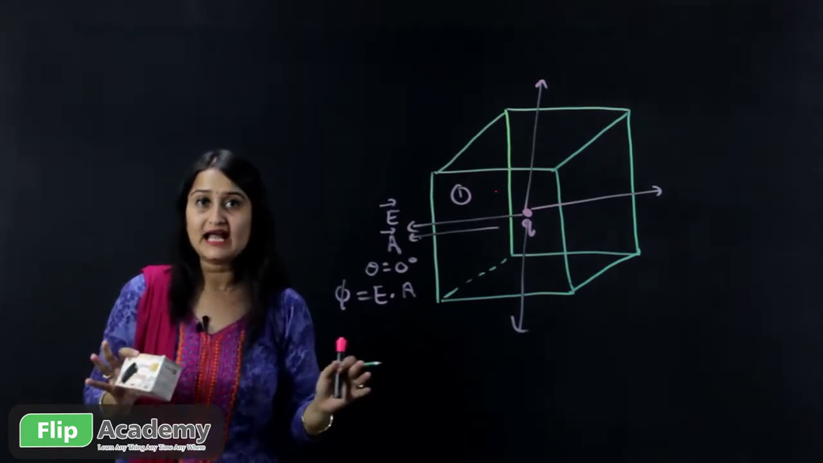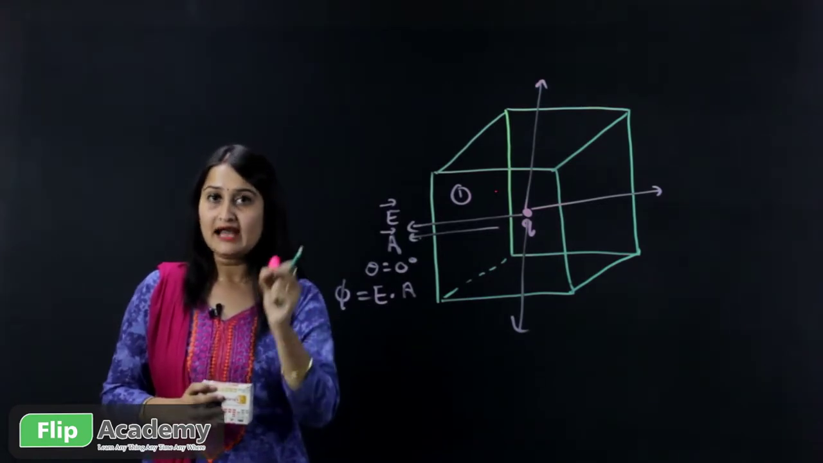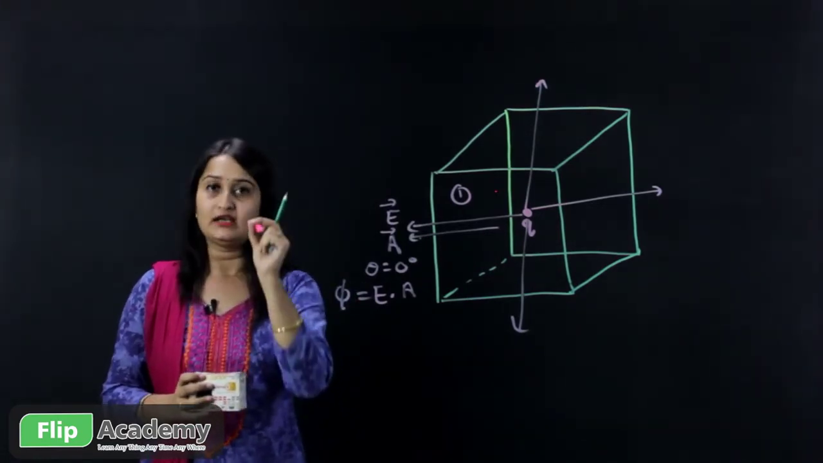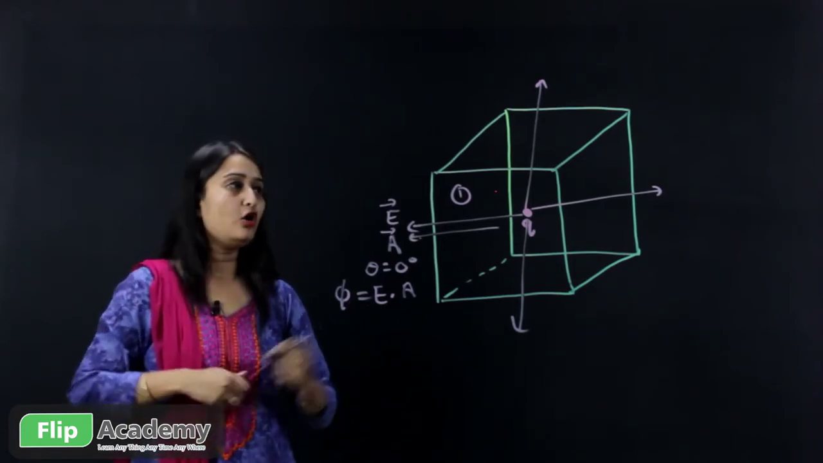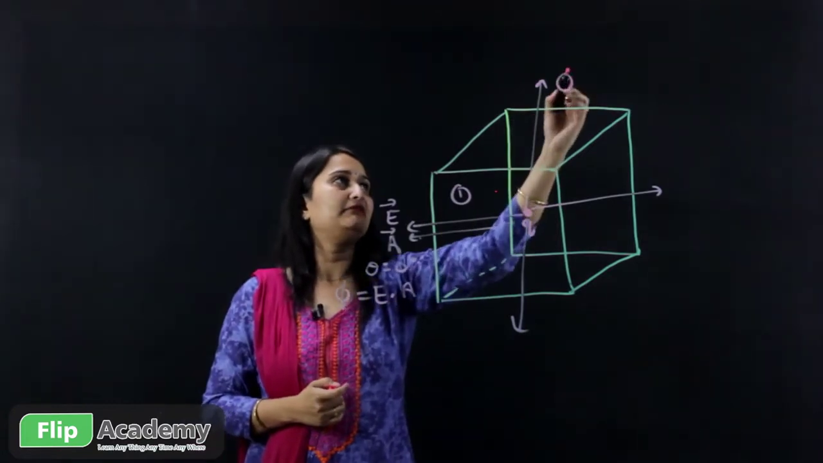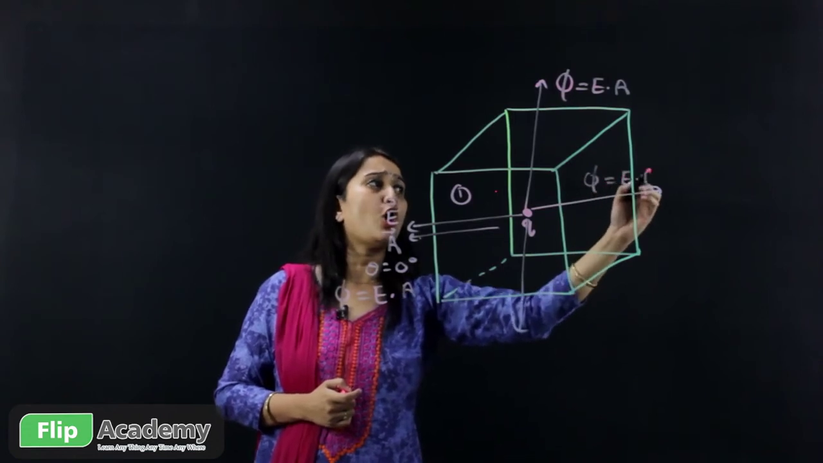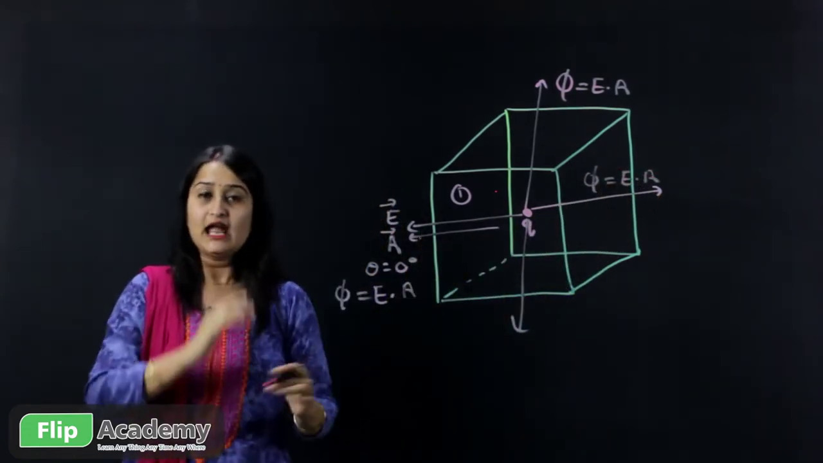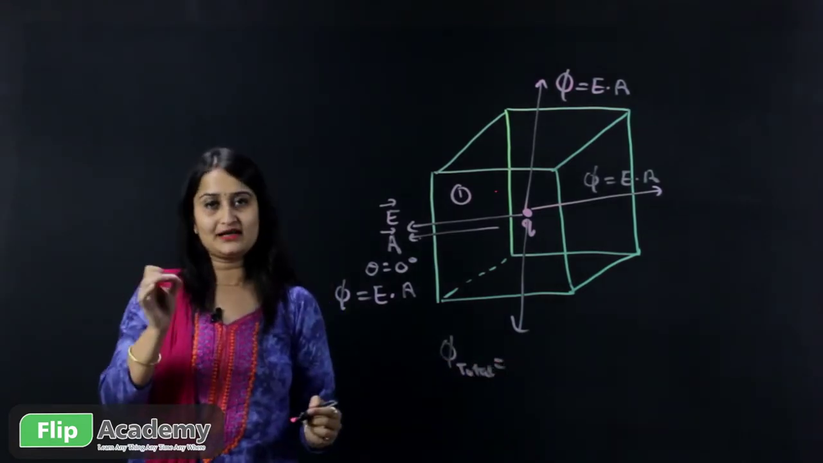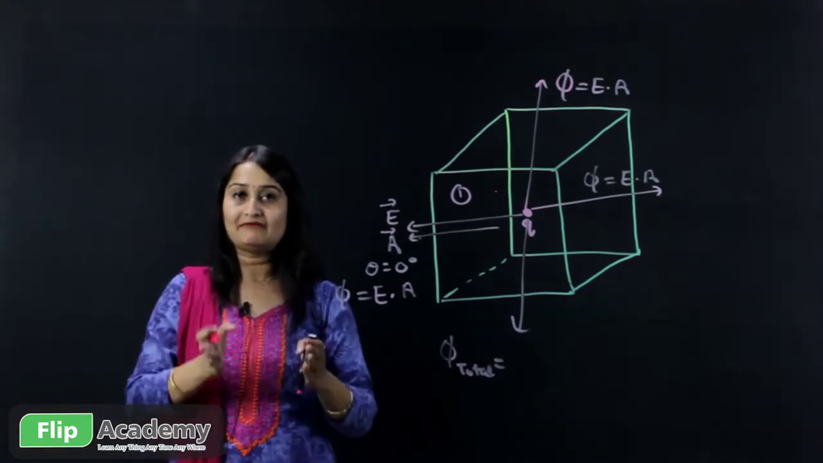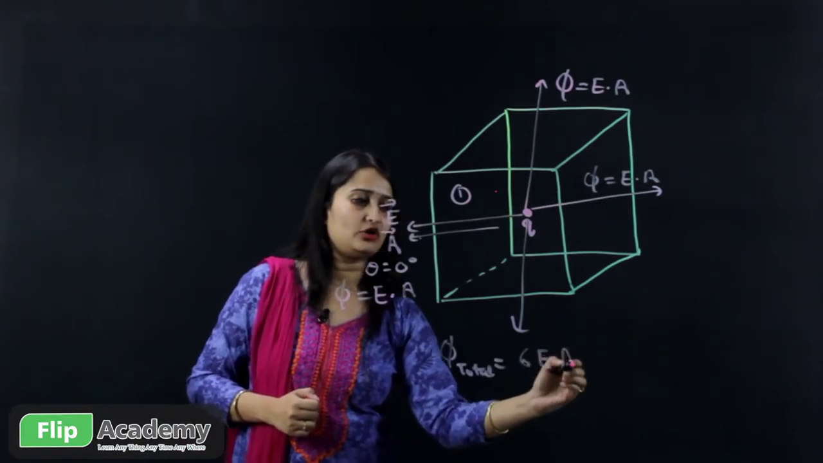That is, at all 6 sides of the cuboid, you will get the same answer, that is the angle between E and A is 0 degree. And what is the flux in that condition? The flux is E dot A. Now for every surface you get the flux E dot A. For all 6 you will get E dot A. Now if I ask you to find the total flux in this condition, you have to add E dot A 6 times. So the answer is 6 into E dot A.